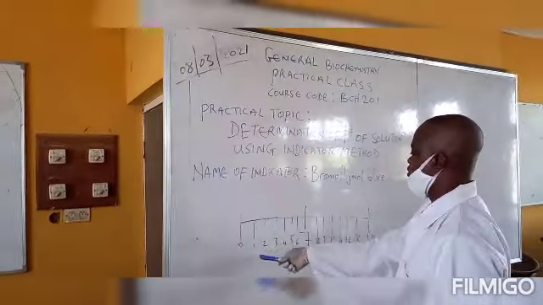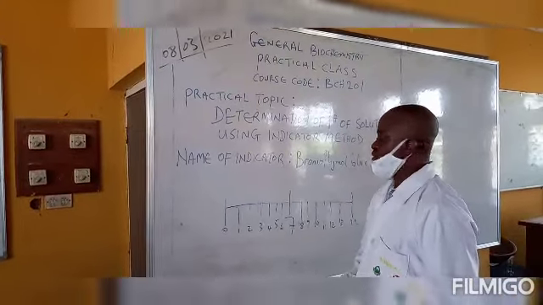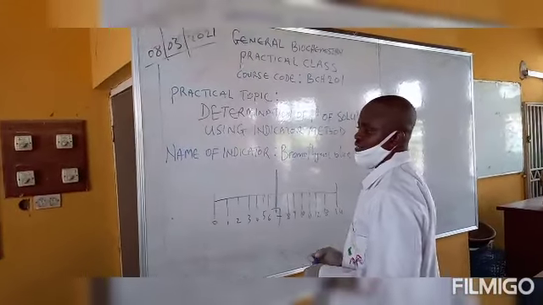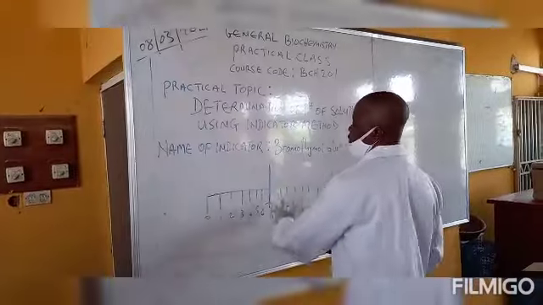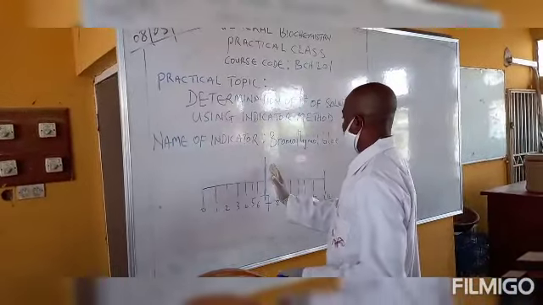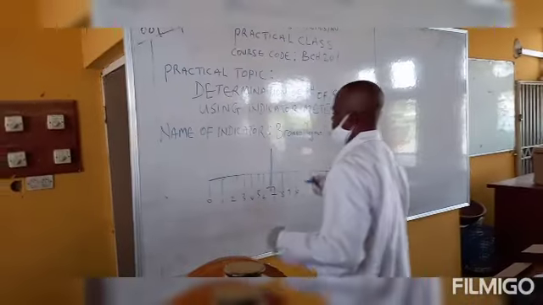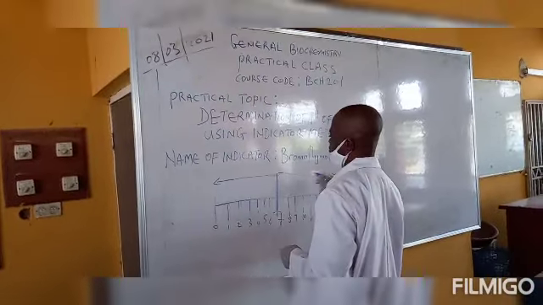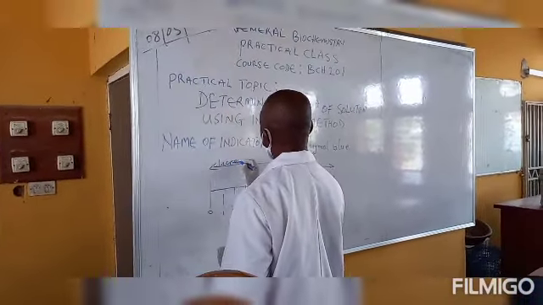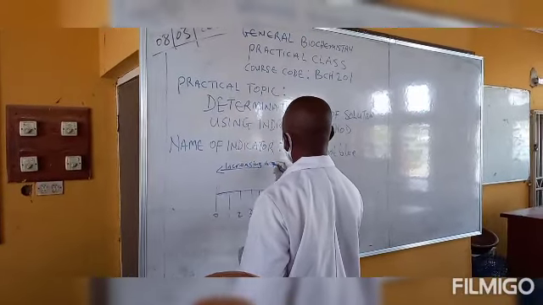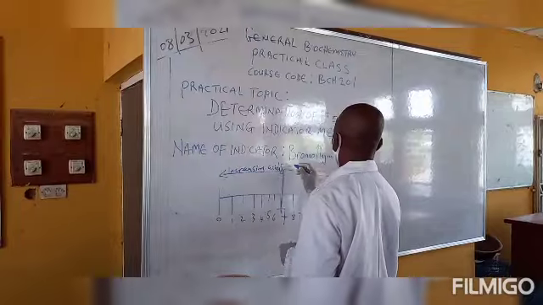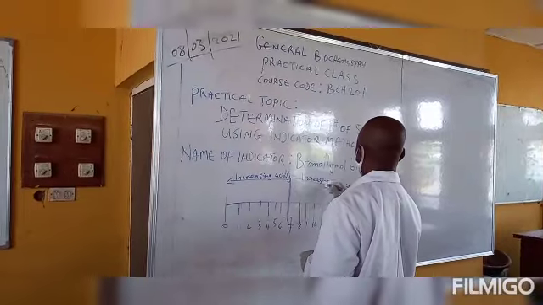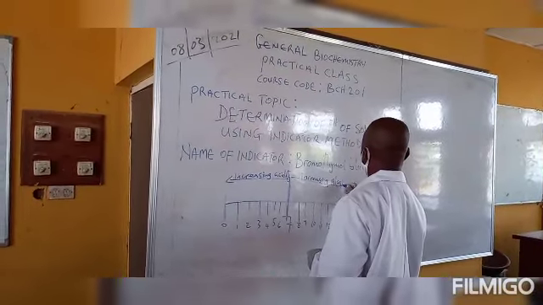The pH scale ranges between 0 to 14. While pH of 7 is taken as a neutral pH, below 7 is acidic, and greater than 7 is alkaline. Increasing acidity, increasing alkalinity.